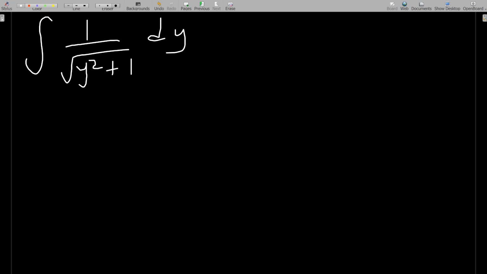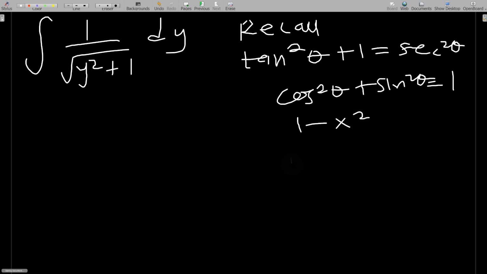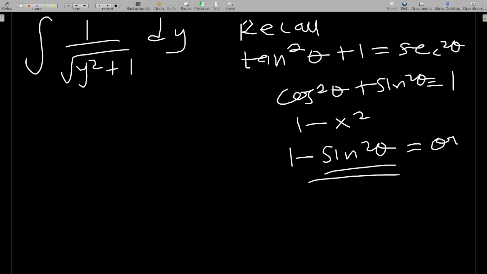Straight away, like I said, recall that when you have a squared plus y squared, we have tan squared theta plus 1 is equal to sec squared theta. So whenever you have the plus, use this. But also remember cos squared theta plus sin squared theta is equal to 1. So when you have, let's say, 1 minus x squared, then realize that 1 minus sin squared theta equals cos squared theta, and then you use this substitution rather.